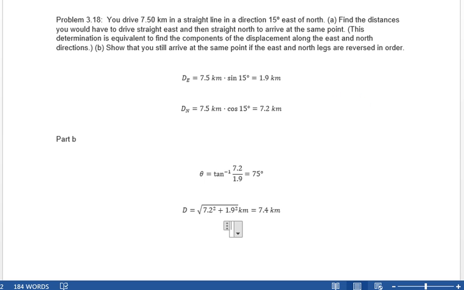And there you go. Within rounding error, we have the answer. So it's the exact same thing. We can go east and then north, or we can go north and then east. We wind up at the same point. And that's it for problem 18.